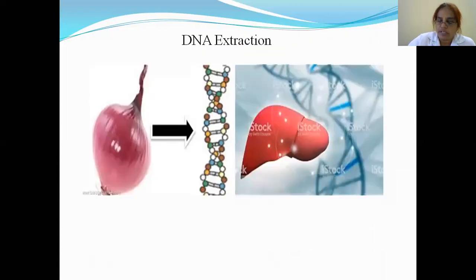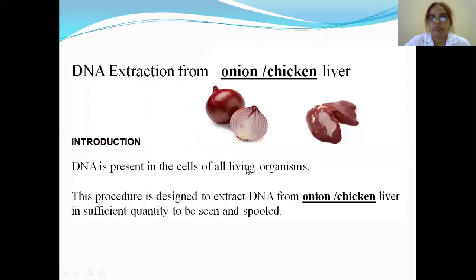Now see the DNA extraction from maybe onion or chicken liver. Now see the procedure. Introduction: DNA is present in all the cells of living organisms. This procedure is designed to extract DNA from one onion or chicken liver in sufficient quantity to be seen and spooled.